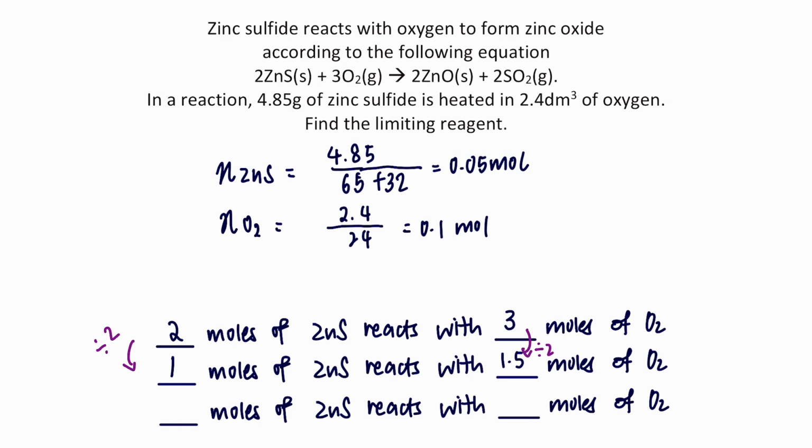You can see that what we supplied is 0.05 mole of zinc sulfide. So we put 0.05 mole of zinc sulfide, and it will react with 0.075 moles of oxygen. But you can see that we supplied 0.1 mole of oxygen, which is too much to react with our 0.05 moles of zinc sulfide. So your oxygen is in excess, and therefore my zinc sulfide is the limiting reagent.